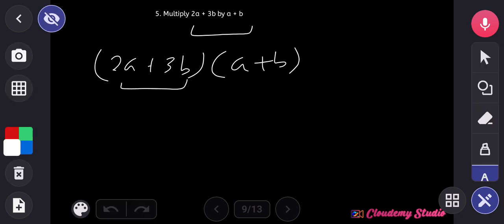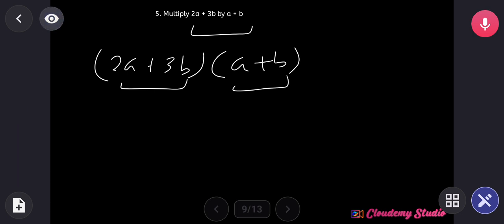They said multiply 2a plus 3b by a plus b. Quite easy, right? What you're just going to do is take 2a plus 3b, then multiply everything by a plus b. You see, this question involves opening of the bracket, because this 2a and 3b both of them own this a plus b. It is very, very important for you to know that.